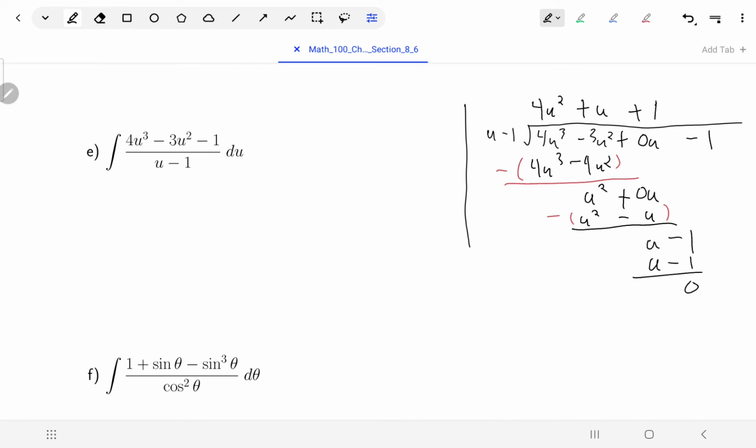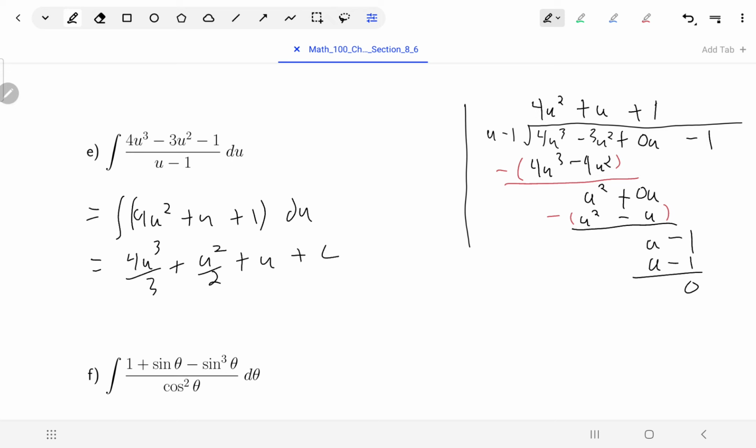So actually, as it turns out, u minus 1 must have been a factor of my numerator, because when I divided u minus 1 into my numerator, it went in a bunch of times and left nothing behind. So actually, this simplifies to just be 4u squared plus u plus 1. And easy enough to do now. I'm just going to do my usual power rule business. And there we go. We have 4u cubed over 3 plus u squared over 2 plus u plus our constant c.